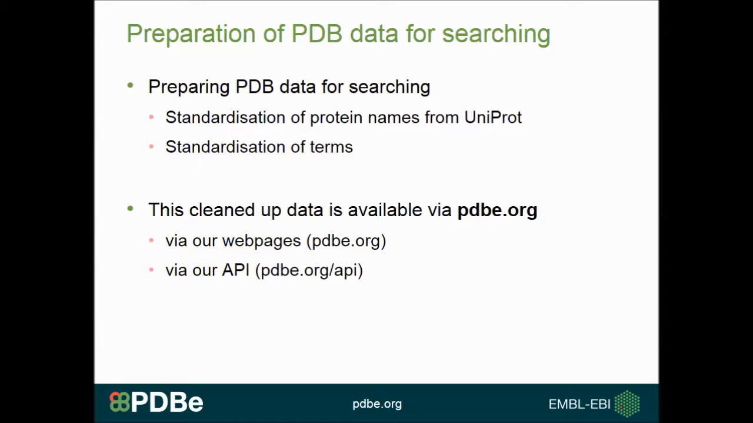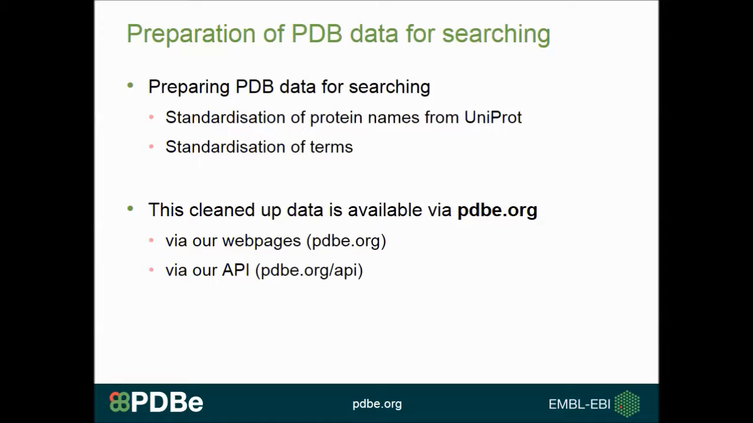Before we get to that, we have to prepare the PDB data for searching. Because the archive is over 40 years old, some of the data is no longer in the cleanest format it could be. So we standardise the protein names from UniProt, so you can find your protein based on the name in UniProt, and standardise some of the terms in the PDB. This enables you to find, for example, all X-ray entries without having to worry about the spelling of X-ray.